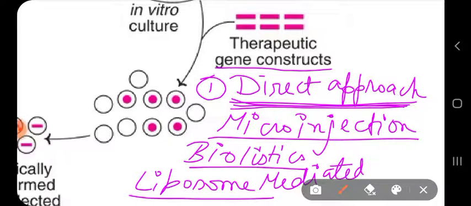where artificially created lipid vesicles are used, and within those lipid vesicles these therapeutic gene products are entrapped. With the help of endocytosis they are allowed to fuse with the target cells. As animal and human cells do not have a cell wall, they will fuse, and the gene may get delivered into that particular cell without getting damaged.